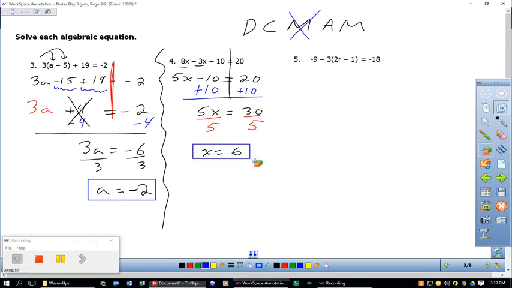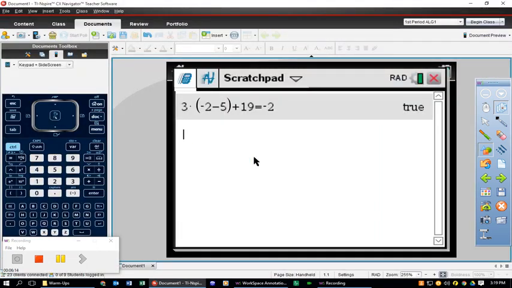Now before I call it my answer, I'm going to flip back over and check this. Everywhere there is an x, I'm going to put a 6. So 8 times 6 minus 3 times 6 minus 10 equals 20. And that is in fact a true statement. So we do know in fact that x equals 6.